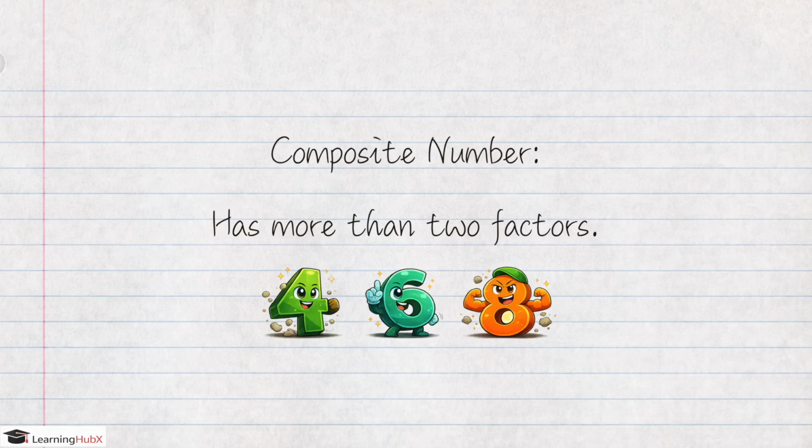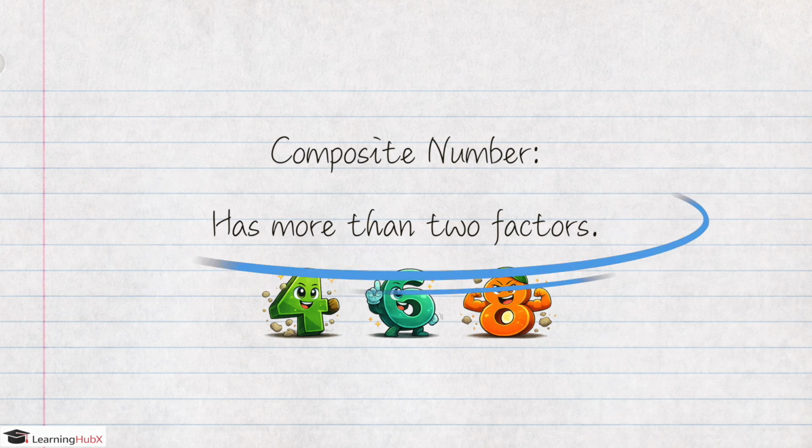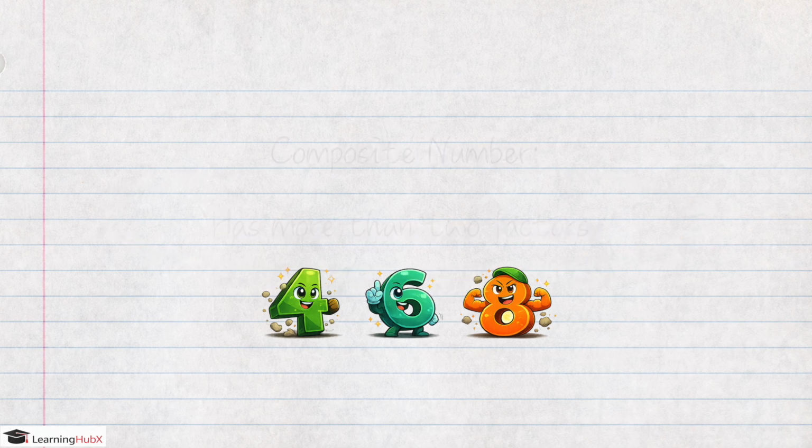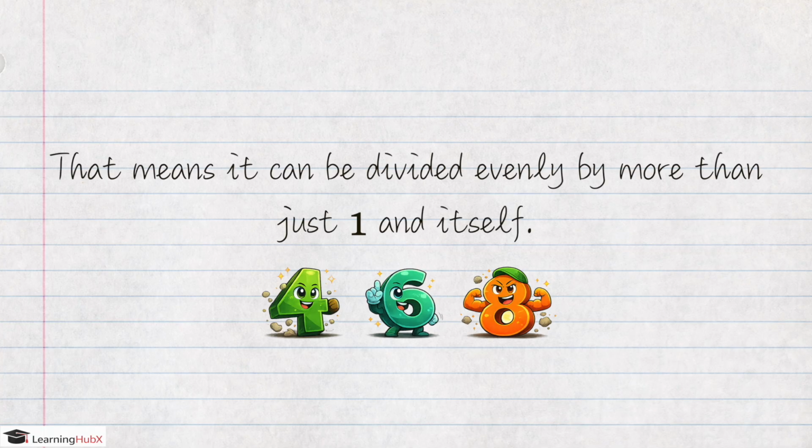Now let's talk about composite numbers. A composite number is different from a prime number. A composite number has more than two factors. That means it can be divided evenly by more than just 1 and itself. Let's look at some examples.